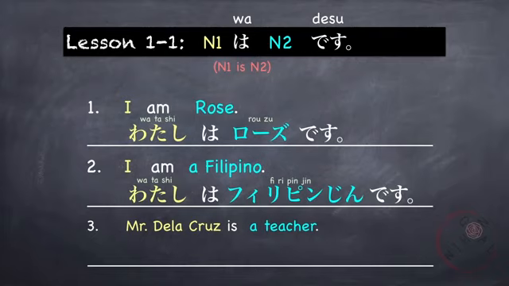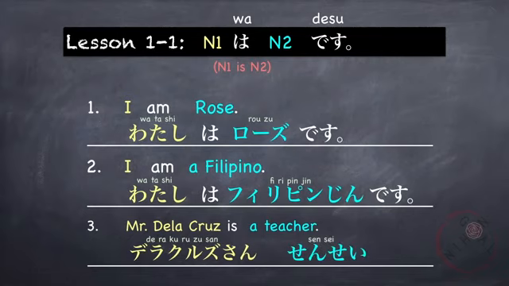Okay, third example is Mr. De La Cruz is a teacher. So how do we say Mr. De La Cruz in Japanese? De La Cruz-san. A teacher. We are talking about another person, so we are using the word sensei. If you are talking about yourself, it's kyoshi. Anyway, let's make this a full sentence. Mr. De La Cruz is a teacher. De La Cruz-san wa sensei desu. I hope this is clear. So let's move on to the next one.